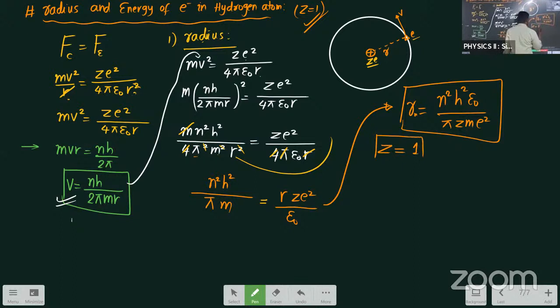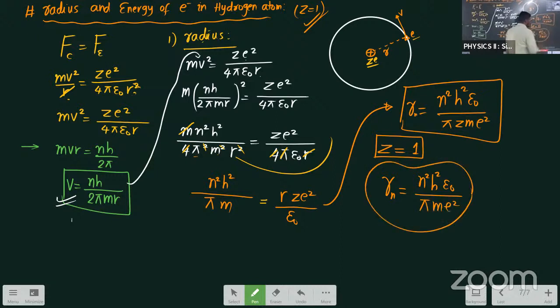If I substitute Z equals 1, I get the radius of the nth orbit as n square h square epsilon naught by pi m e square, because the value of Z is 1. I hope you understood this expression. See here what I did. I said that an electron is revolving around the nucleus. You are supposed to determine the radius and energy of this revolving electron in the case of the hydrogen atom.